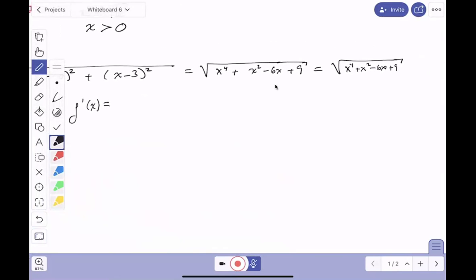I got to take its derivative now, right? What's that going to be? 2 root. I'm getting better at doing square roots now, right?